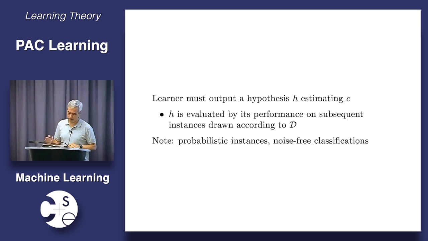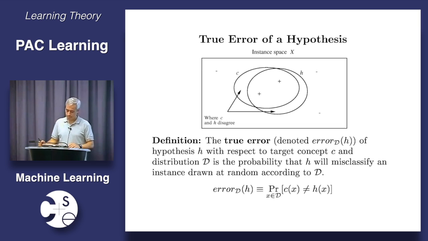All right, so the true error of the hypothesis, which is what we're really interested in, is the following. Let's suppose that my instance space is this rectangle. We're going to use our good old stalwart, the Venn diagram. This is my X. And let's say that my true concept C is this ellipse. Inside it, you're positive, and outside it, you're negative. My hypothesis, however, is this other ellipse.